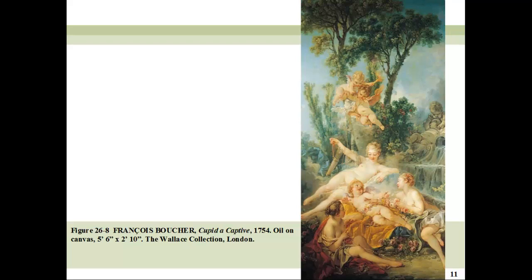In Cupid Captive, Boucher gently mocks the boy god of love, Cupid, who gets caught in his own snare. Instead of Cupid wounding the hearts with his flaming arrows, now he's the prisoner of several women in a garden of pleasure.